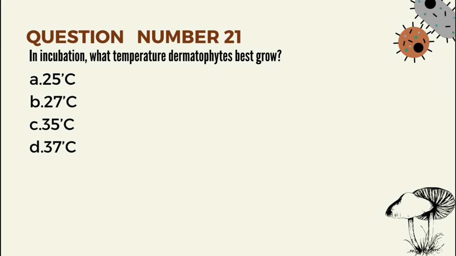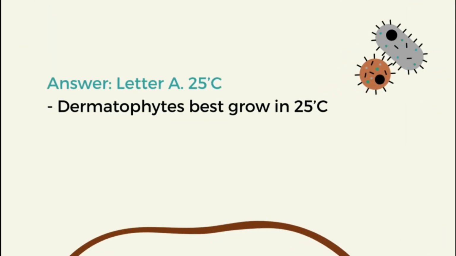For question number 21, in incubation, at what temperature do dermatophytes best grow? A. 25 degrees Celsius, B. 27 degrees Celsius, C. 35 degrees Celsius, or D. 37 degrees Celsius. Answer is letter A, 25 degrees Celsius. Dermatophytes best grow at 25 degrees Celsius.